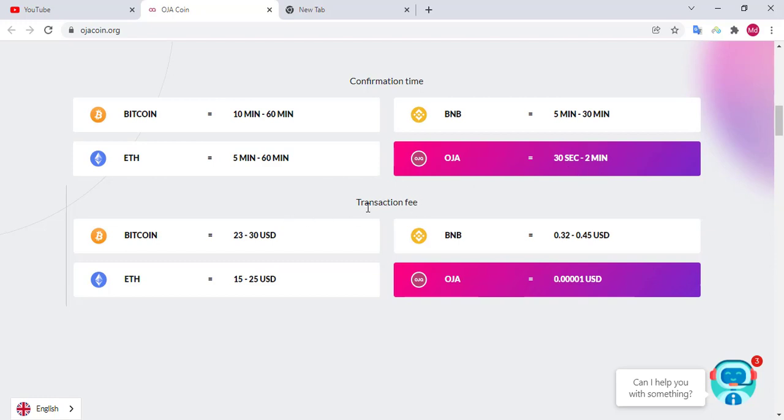Transaction fee. Bitcoin equals 23, takes 30 USD. Ether equals 15, takes 25 USD. BNB equals 0.32, takes 0.45 USD. OJA equals 0.00001 USD.